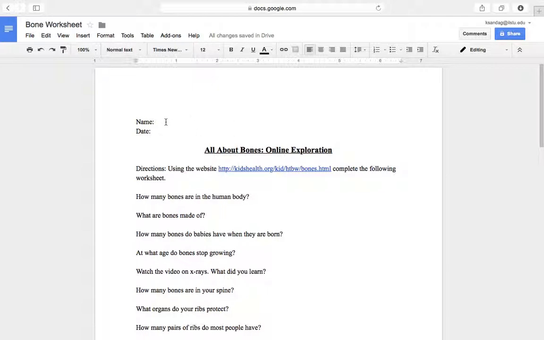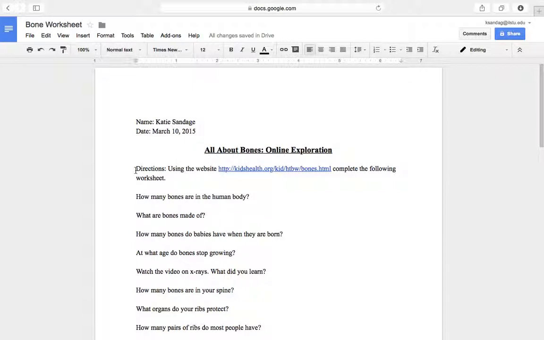So to begin, I see that my name and date need to be filled in, so I will do that first. Next, I'm going to look at the title, All About Bones, Online Exploration. This gives me an idea that I'm going to be learning about bones. It could be human bones, it could be animal bones, it could be anything.